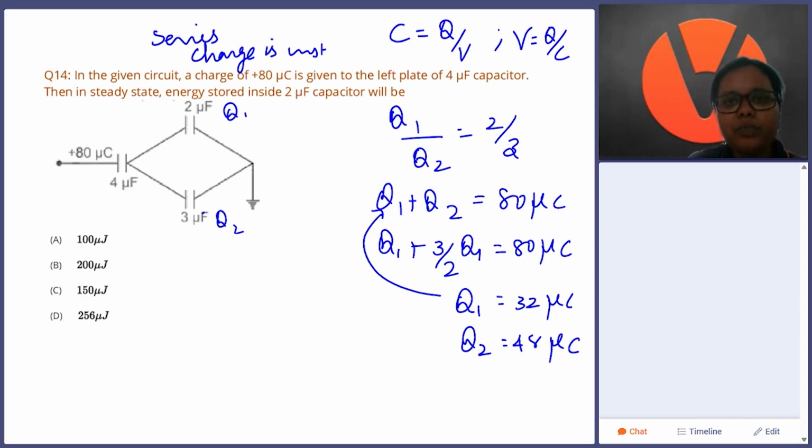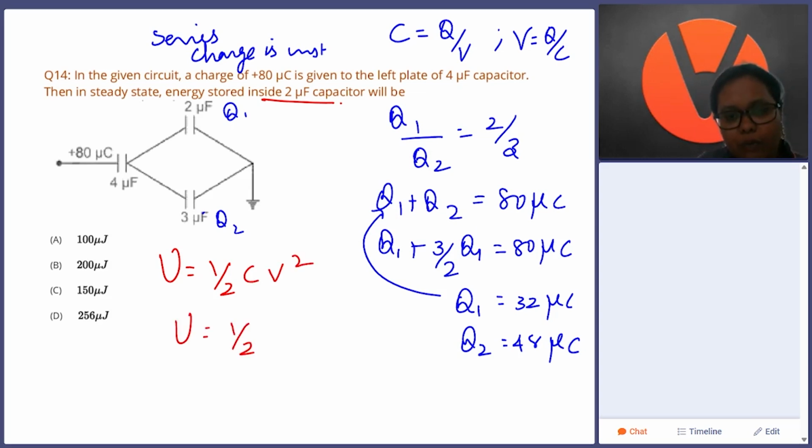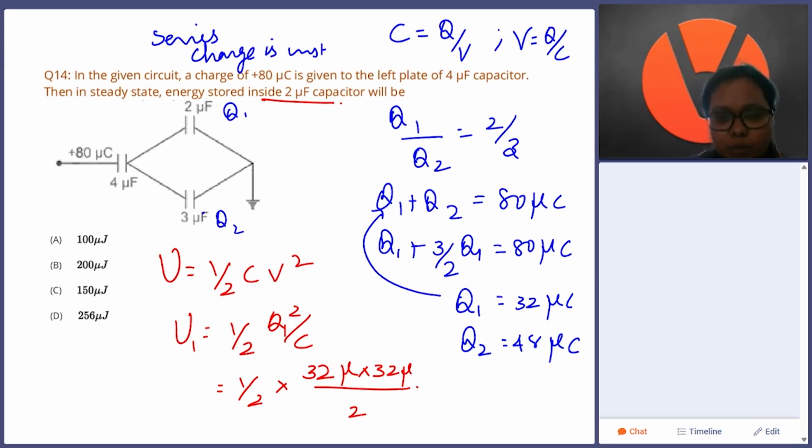So now the question is very clear. What they are asking is the energy stored inside the 2 microfarad capacitor. How can you calculate it? Half C V square, or I can go with half Q square by C. So 32 micro into 32 micro divided by C, which is 2 microfarad. The micro will get cancelled. So the final value you will have here is 256 microjoule.